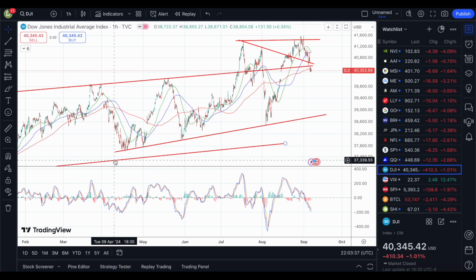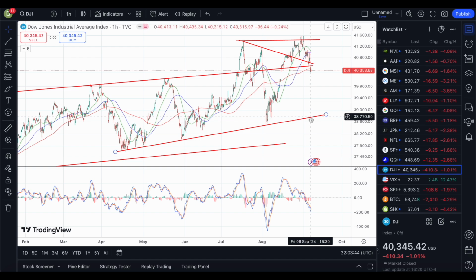This zone dates back to April of 2024, with multiple touch point bounces, so it is truly a bounce zone in my opinion. If we did drop to it recently, mind you, we closed at 40,345 points. If we dropped to it by Monday, for example, you could expect support around, ballpark, 38,770 points, give or take. But the longer we take, the higher the low will be, if that makes sense.